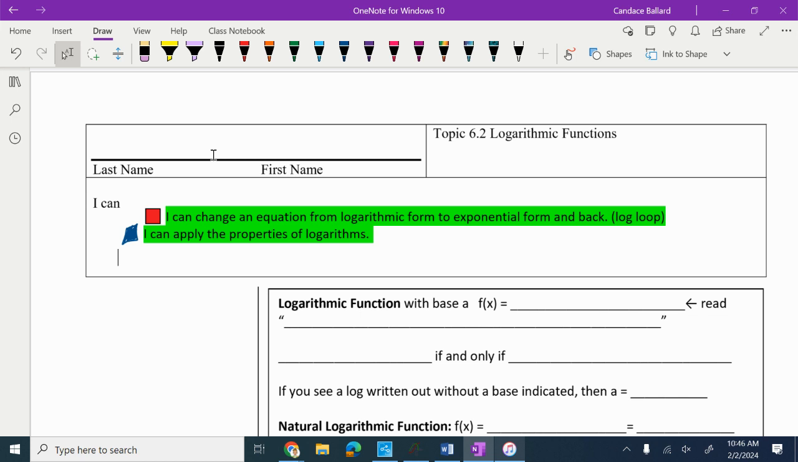So if your parents have nightmares about Algebra 2, this is probably one of the things that they remember having nightmares about. Logarithms is very unique to the Algebra 2 course. You have never, ever seen this before. You saw exponentials in Algebra 1 a little bit, but you never saw logarithms, okay? So it's kind of nice that it's new because it's interesting to learn something new.